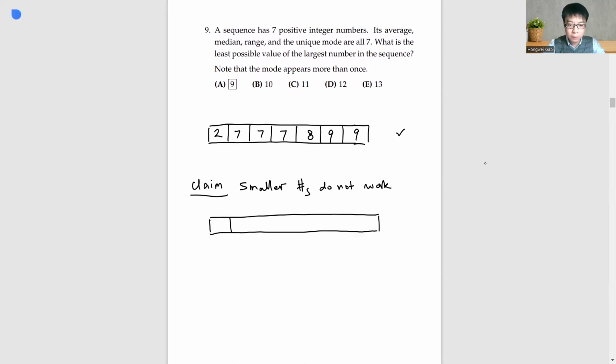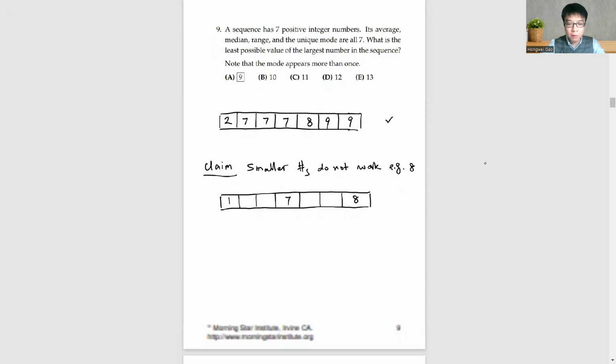So for example, we just need to work on 8. Let's show 8 doesn't work. If the largest number is 8, because the range is 7, the smallest number is 1, and the median is 7, so the middle number is 7. Because the average is 7, that means the sum is 49. Now we can consider the other 4 missing numbers.